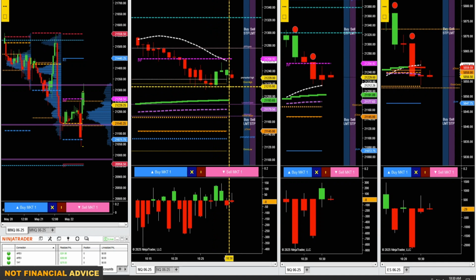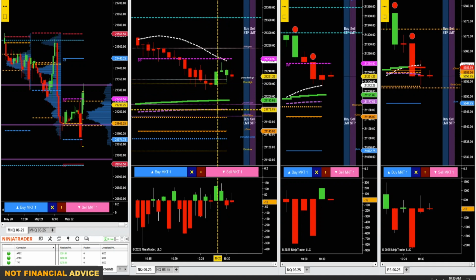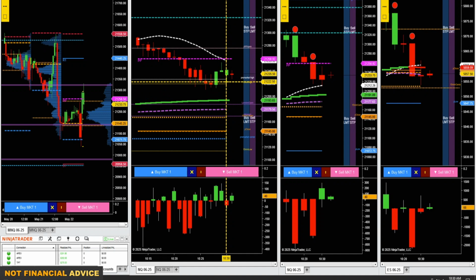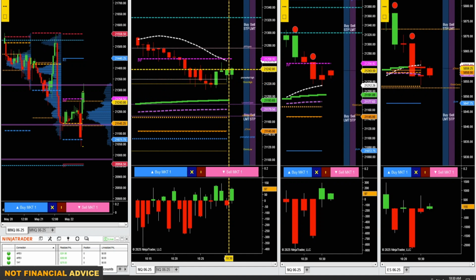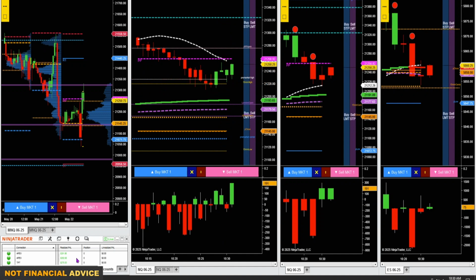It's 10:30, just got into another long. We pulled back to this 15-minute high. I got long. It's popped up over 20 points. Up almost $300 per account. Gonna call it a day there.